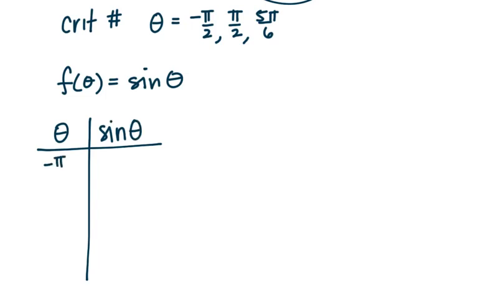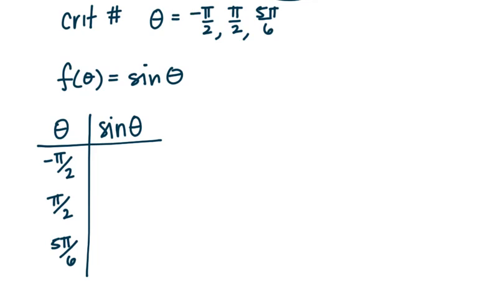So negative pi over 2 came from an endpoint. Pi over 2 was a critical number where we solved the derivative equal to 0. And 5 pi over 6 is the other endpoint of my domain. So when I plug those values in, sine of negative pi over 2 is negative 1. Sine of positive pi over 2 is positive 1. And sine of 5 pi over 6 is 1/2.